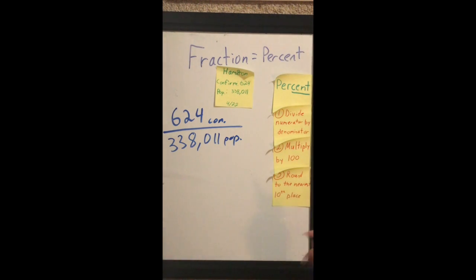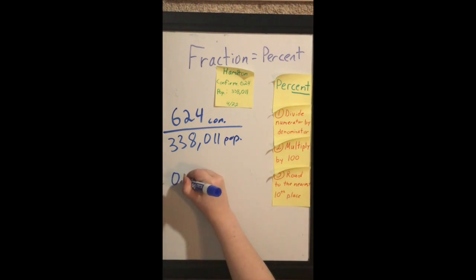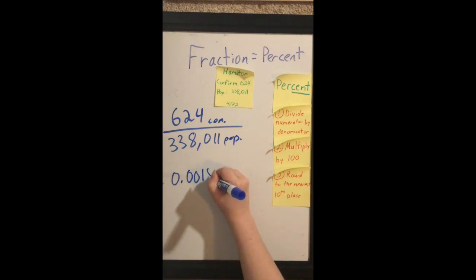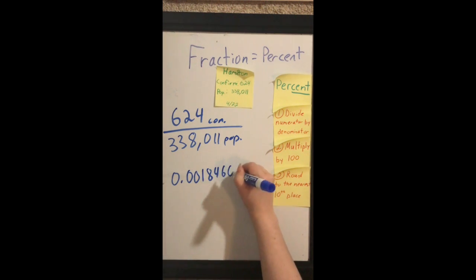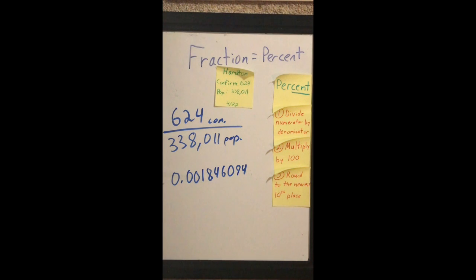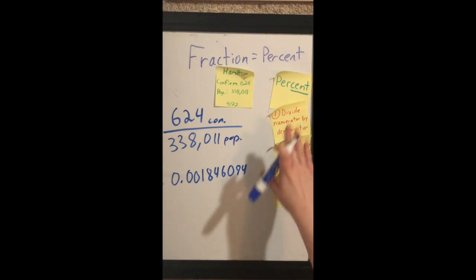So the number is 0.00184694. Now this is way too large of a number to work with, but we're going to fix that in a second. First, we're going to go to our second step. Make sure you do this in the right order.